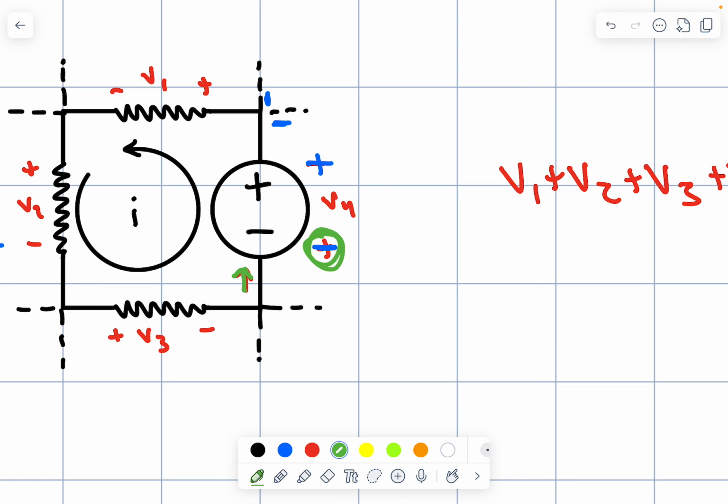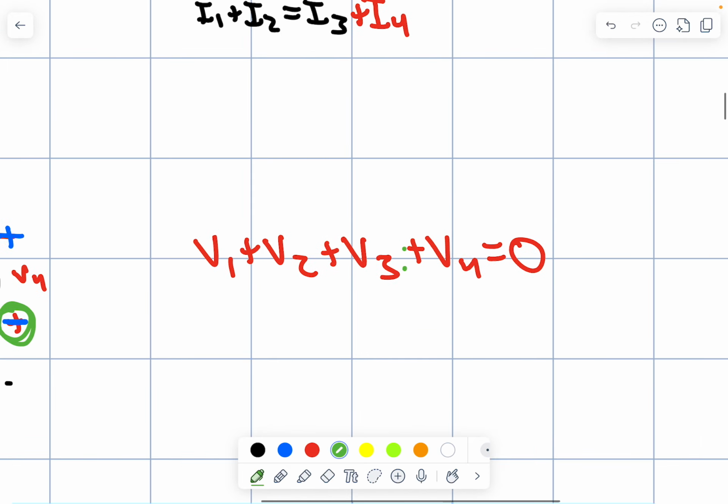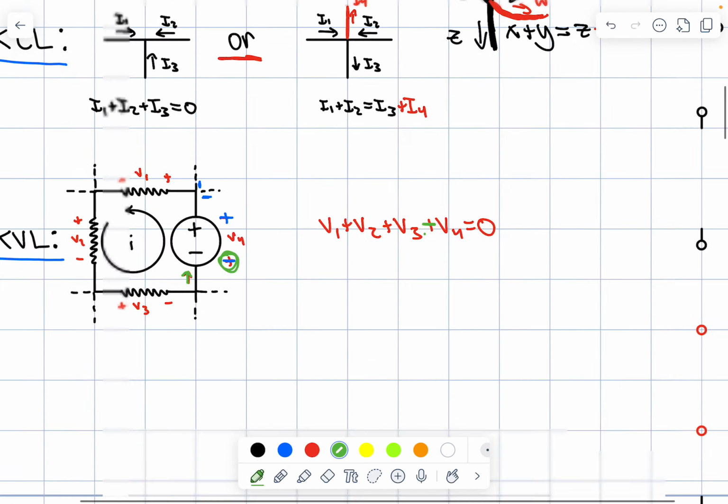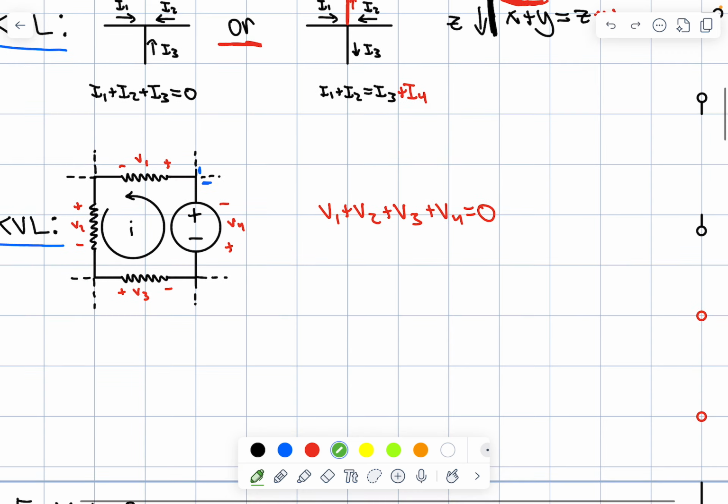It's not entering the positive terminal, which means I have to subtract. So I'd be subtracting V4. Anytime you enter the positive terminal in your arbitrary current direction, you are going to add, and anytime you enter the negative terminal, you subtract, okay? And the sum of everything is equal to 0.